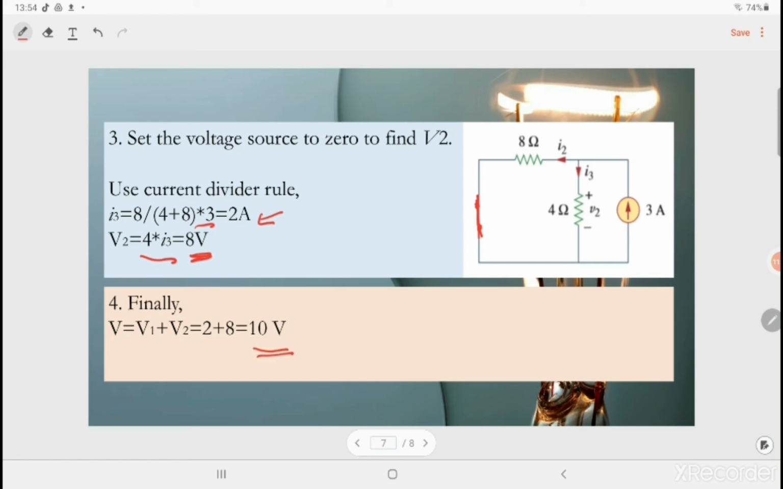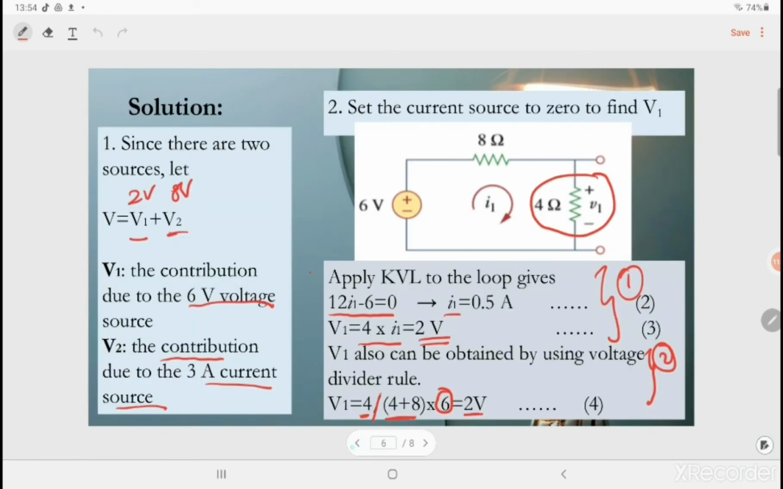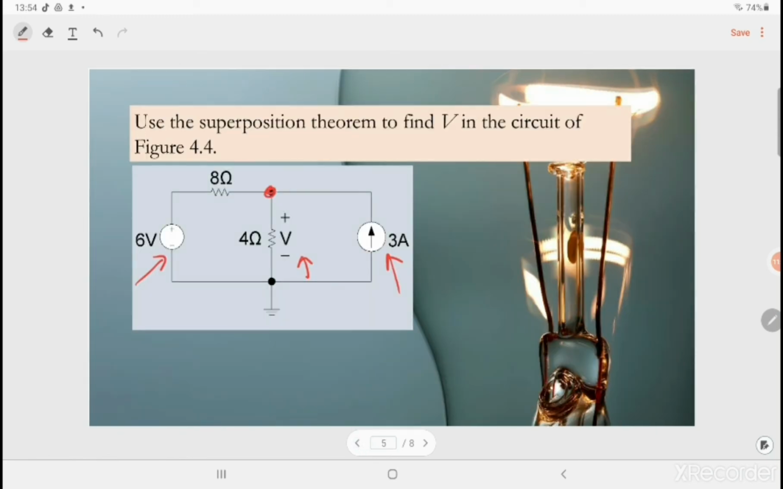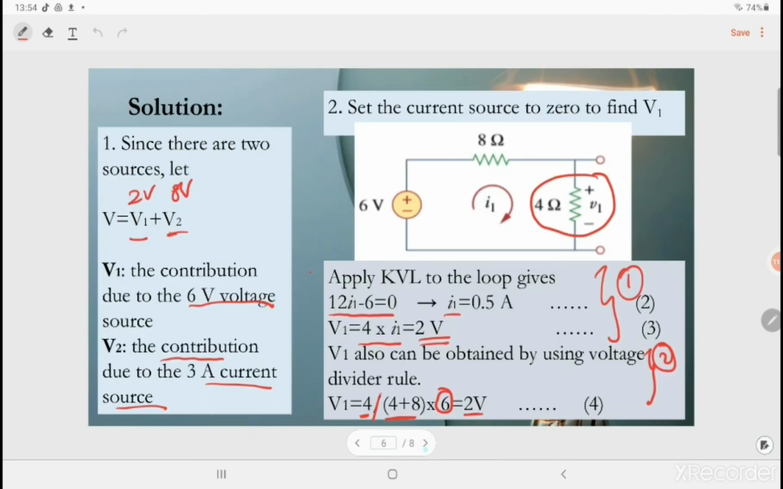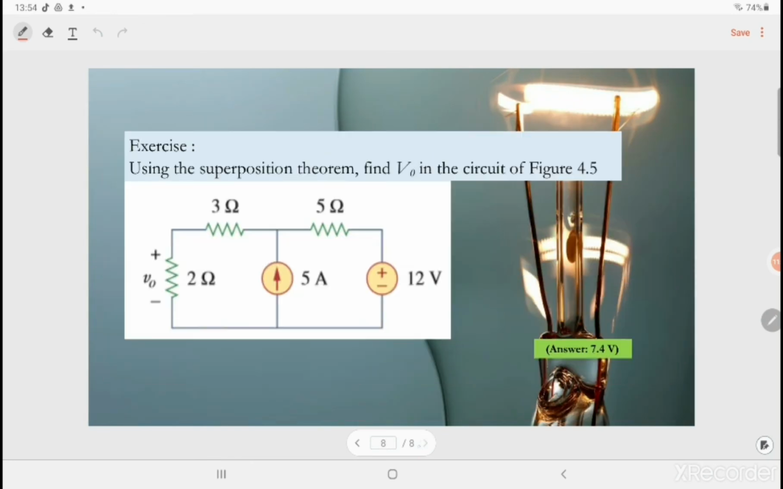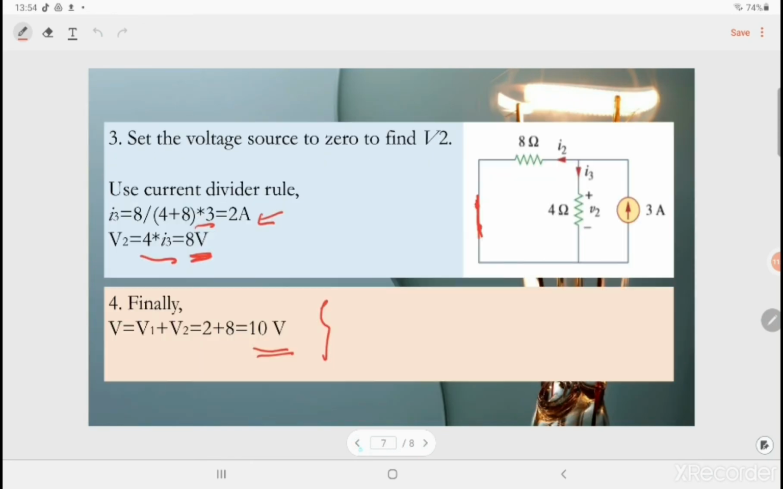Maybe you can check whether this answer is correct or not by using nodal analysis and so on, to see whether you get the same answer. If we use the superposition theorem, you should get the same answer, guys. Alright, so this is the superposition theorem.